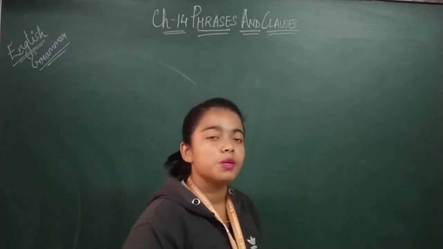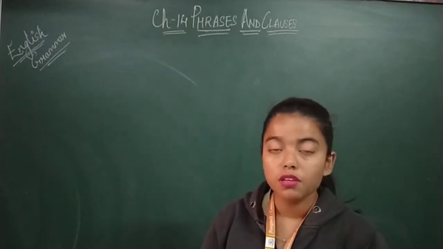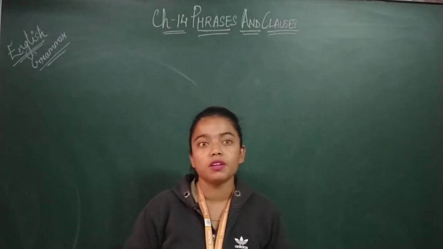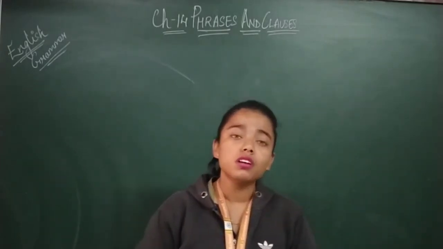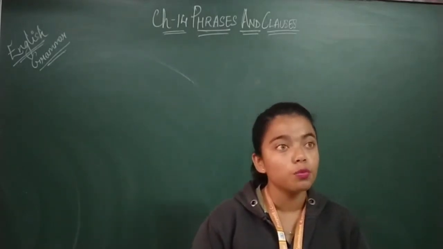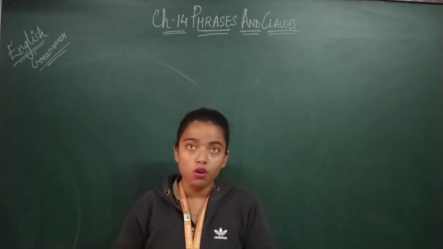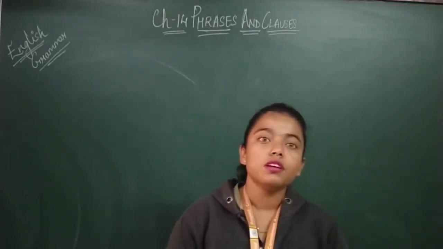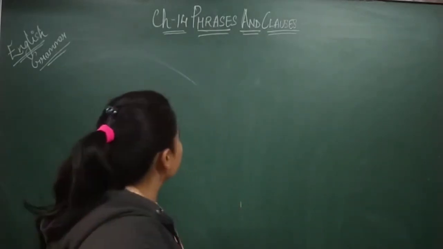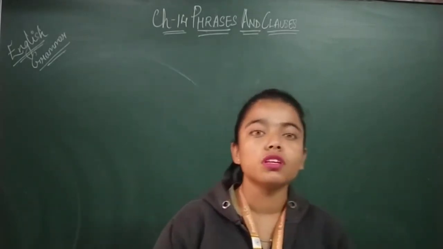Previously we have seen chapter number 13, conjunctions, and chapter number 12, positions of adverbs. From chapter number 10 till chapter number 13 we have seen what conjunctions are, what the positions of adverbs are, where to put the adverbs, and then auxiliary verbs, main and auxiliary verbs. So today we will see our new topic. It's new for you students: chapter number 14 of grammar, phrases and clauses.